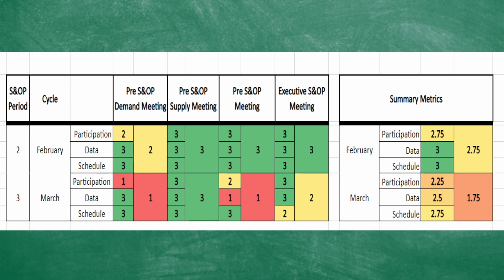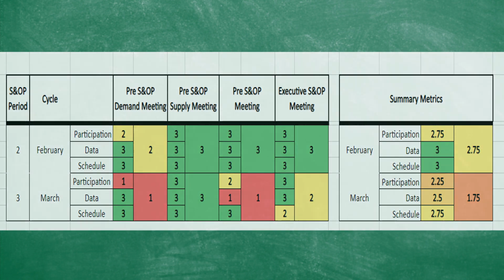And then the other one that I add to this is the data. Do we have the data to support the S&OP process? Are we getting that data in a timely manner? So participation, adherence, and data. And that really is your S&OP process measurement. I would use a scorecard for that.